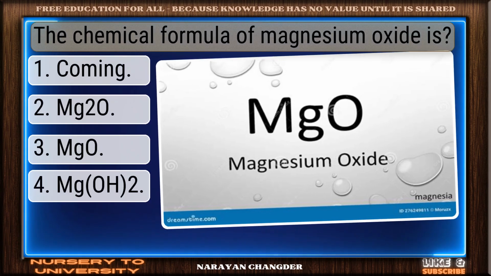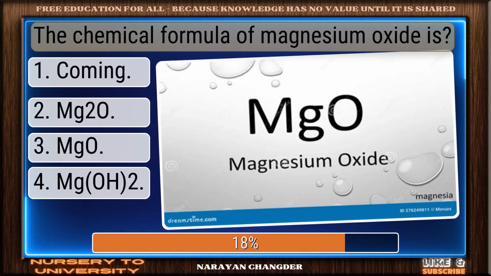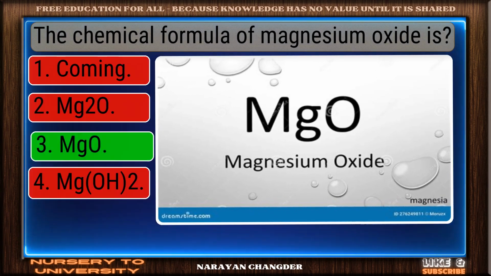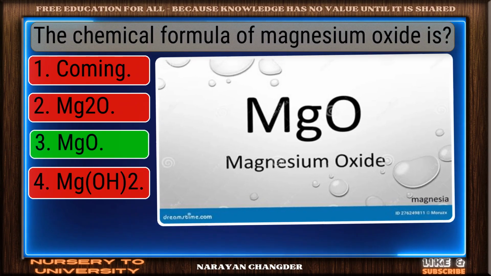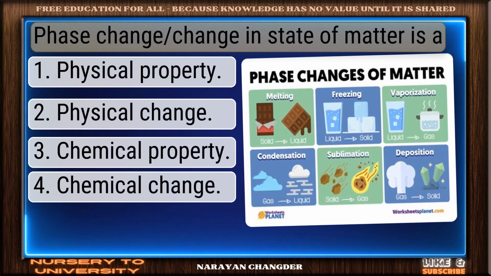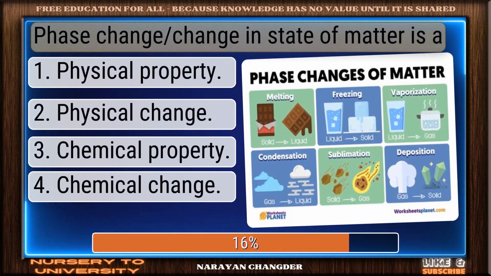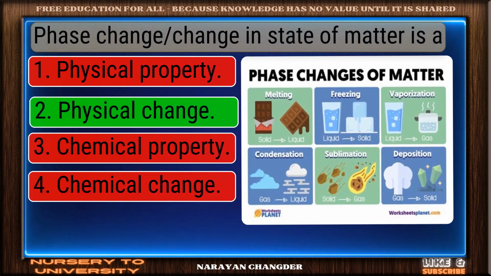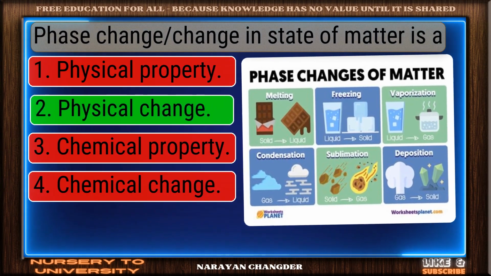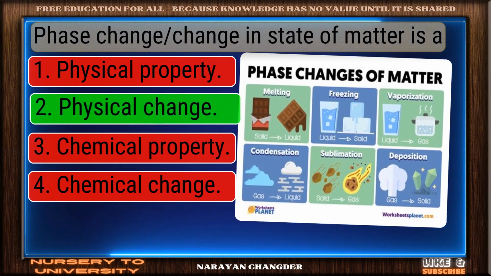The chemical formula of magnesium oxide is? Sharp thinking. MgO is the right choice. Phase change in state of matter is a. Nicely done. Physical change is a solid answer.